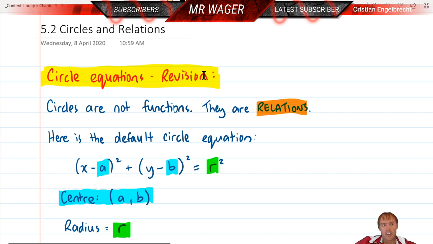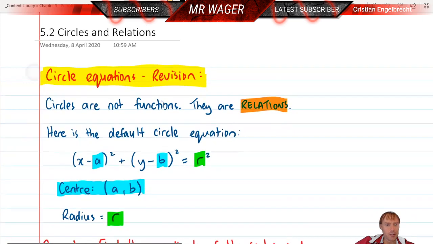All right, so let's do this. Exercise 5.2 has to do with circles and relations. So in this exercise we're going to talk a bit about circles and then talk a bit more about relations. I did introduce relations just a few minutes ago, but we'll elaborate a bit further on it. So just a quick revision about circles. I know we covered circles way back in year 9, maybe year 8, I can't remember, but circles are not functions. They are relations like we talked about very recently, 20 minutes ago.